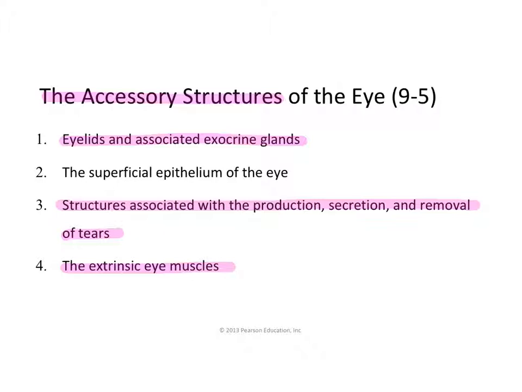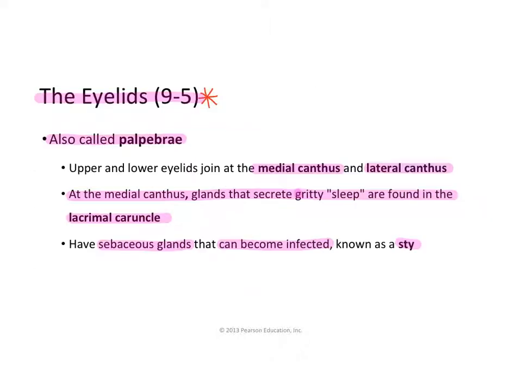Remember, know the eyelids and that they're associated with the exocrine glands. Know the structures associated with production and secretion and removal of tears. And know the extrinsic eye muscles. We're going to speak about all those next.